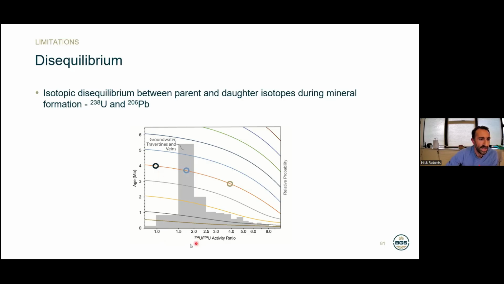But if this sample actually had a 234 to 238 activity ratio of, say, 1.7, which is not unheard of, the histogram behind is just a compilation of global activity ratios for groundwater, travertine, and veins. If we had an elevated activity ratio, our age would actually be 100,000 years younger than what we know. If we actually had a really high activity ratio, say something like 4, again not unheard of in natural waters, our true age would have to be 3 million years. So a whole million year inaccuracy.